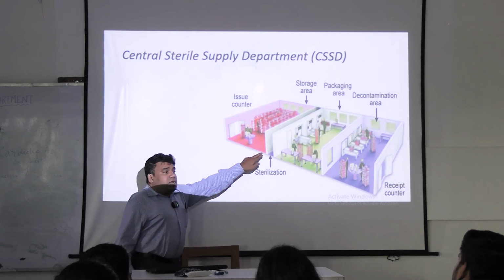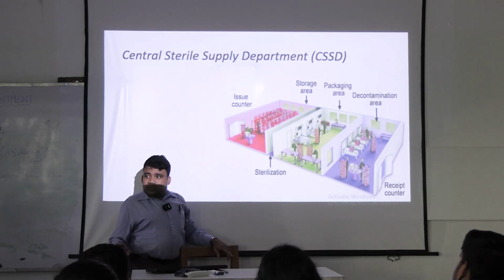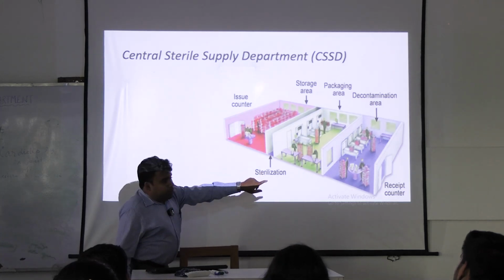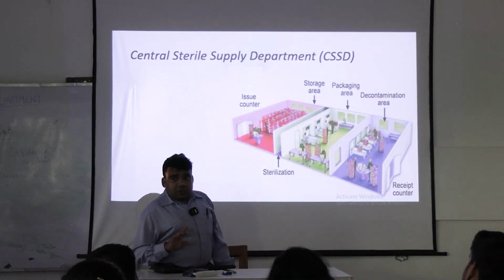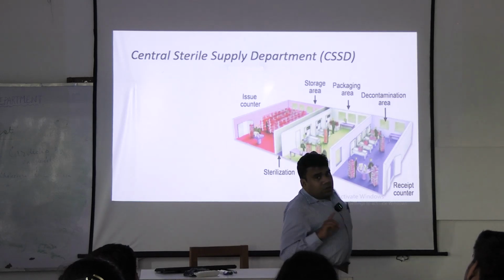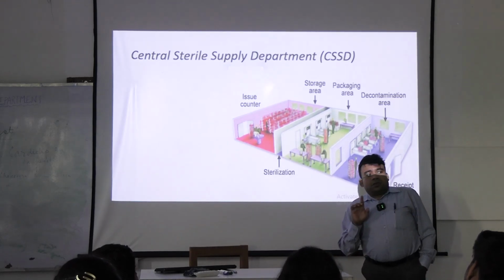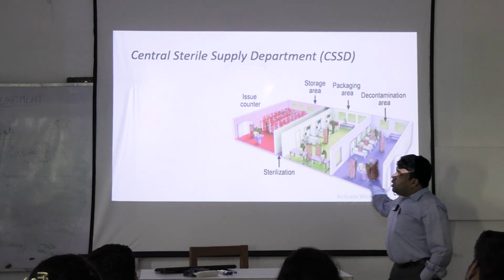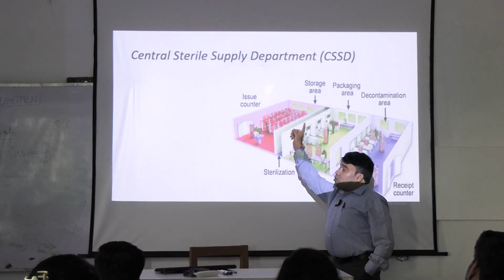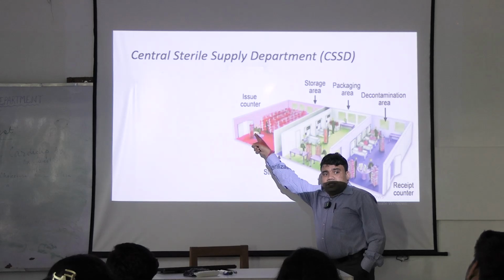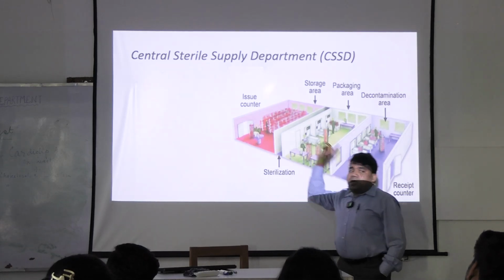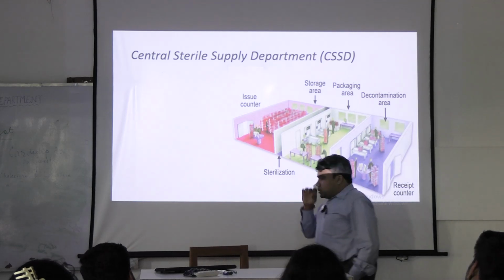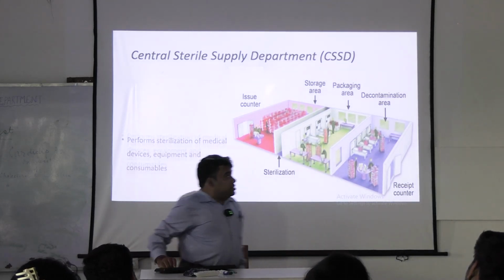In this area, the sterilization occurs. After they are sterilized, they are packed and kept in a storage area. As and when required, they can be dispatched. The movement of the materials is unidirectional. Unidirectional means both materials and human movement should be from the decontaminated area to the packaging area to the sterilizing area and then the issuing area, never the other way around. Have you understood? So this is, in very short, the CSSD.